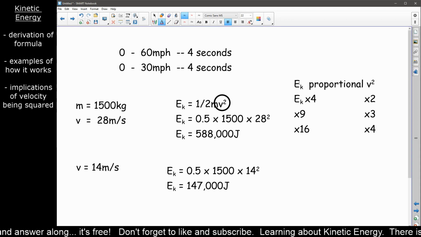It's a squared relationship. So doubling one doesn't double the other. Doubling one, double squared, is the other one. Okay, so that's 2 squared, which is 4. If you want to triple it, it's 3 squared, which is 9 times the energy. Quadruple it, 4 squared, 16 times the energy. And that's a big deal.